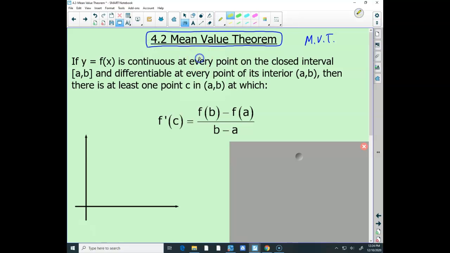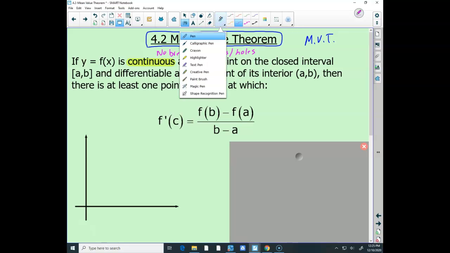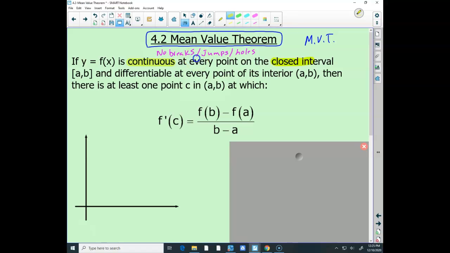Really important. Criteria must be met. It's got to be continuous. What does continuous mean? Continuous means that there are no breaks, jumps, or holes in the function. It's continuous at every point in the interior and the exterior. There are no breaks, jumps, or holes in this graph. And that's on every point in the interior.